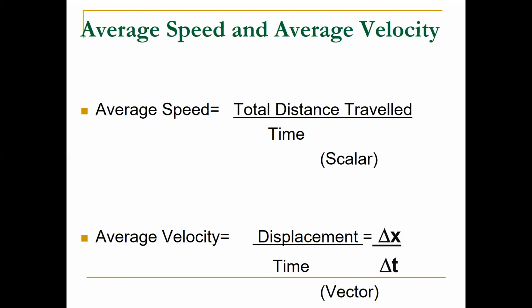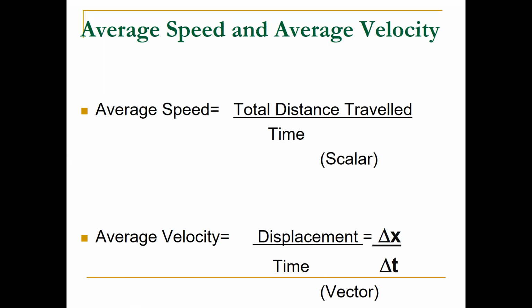Now I want you to remember that distance is not a vector quantity. It is a scalar quantity. It does not care about where you started or where you ended. It only cares about the amount of distance that you traveled. So that means that the resulting average speed is a scalar quantity. I remember this because they both start with S's.